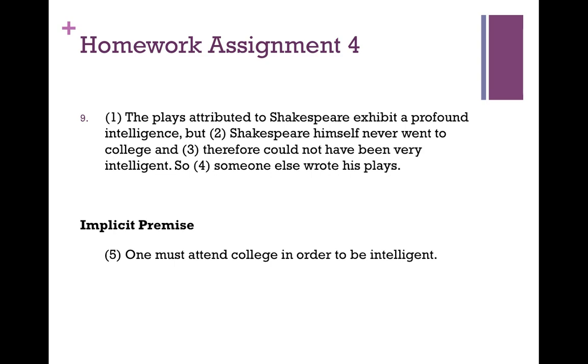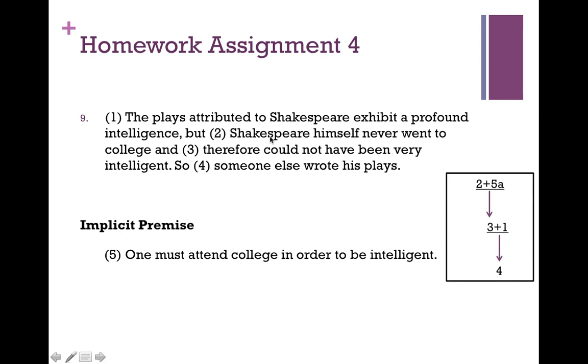Now, how does the logic of this argument work? How do we diagram this? And this one's kind of interesting because it seems like what we're going to do is have something like the following. We're going to say Shakespeare never went to college himself. One must attend college in order to be intelligent. Therefore, 3, Shakespeare could not have been intelligent. The plays of Shakespeare display a profound intelligence, 3 plus 1. Therefore, someone else wrote his plays. So you notice here I have the down arrow from 2 to 5a going directly to 3. And then 3 and 1 combining to go to 4.